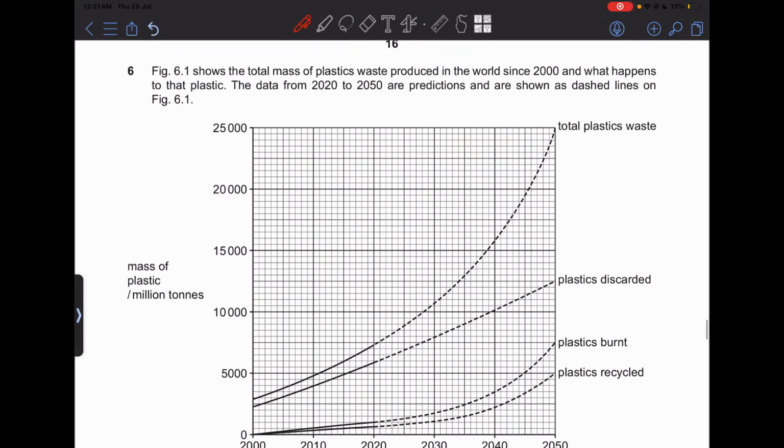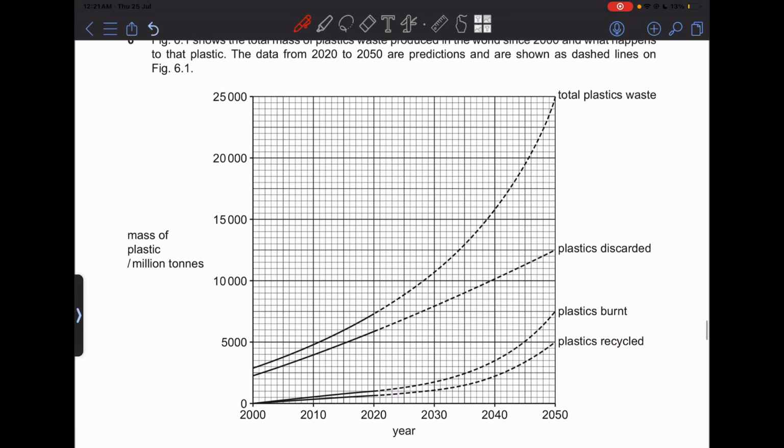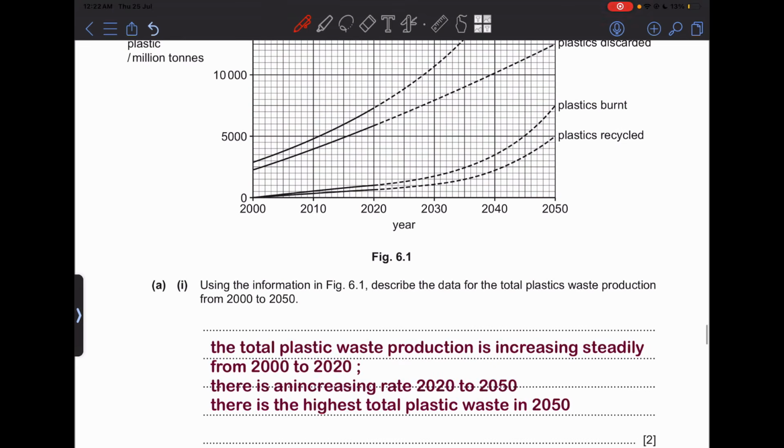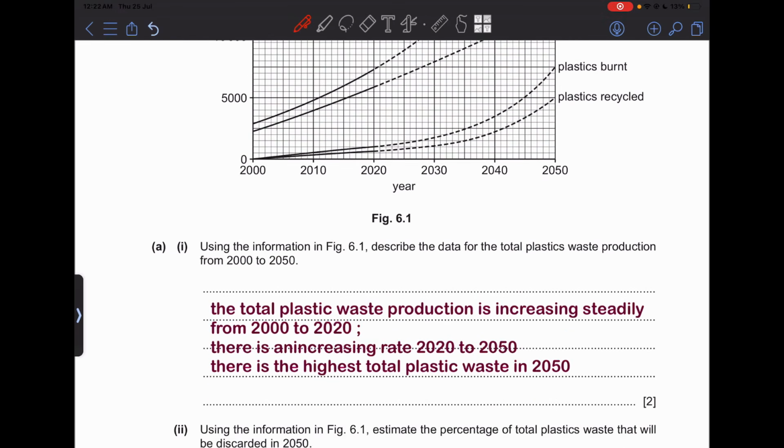Number 6, figure 6.1 shows the total mass of plastics waste produced in the world since 2000, and what happens to that plastic. The data from 2020 to 2050 are the predictions and are shown as dashed lines on figure 6.1. A I, using the information in figure 6.1, describe the data for total plastics waste production from 2000 to 2050.